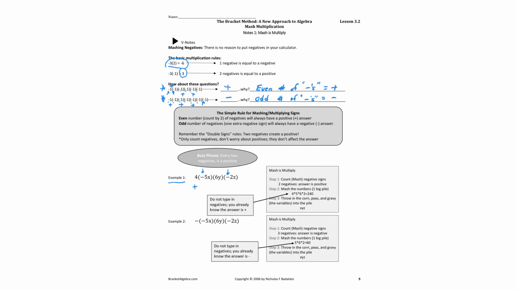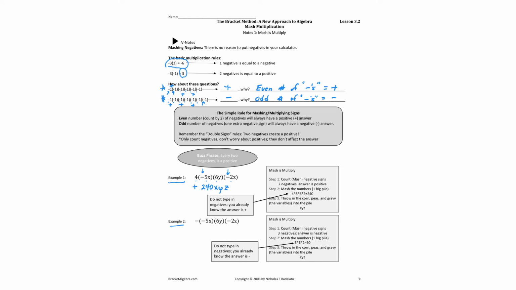From there we go to our calculator or in your head. But basically we're just going to punch in the numbers only, not the signs. We've already done the signs. So 4 times 5 times 6 times 2, which gives me 240. And then of course the famous just chuck in the peas, the carrots, and the gravy, and that is how you mash. So literally, signs first in your head, numbers next, one pile in your calculator, chuck in the peas and the carrots. Okay? Example 2.